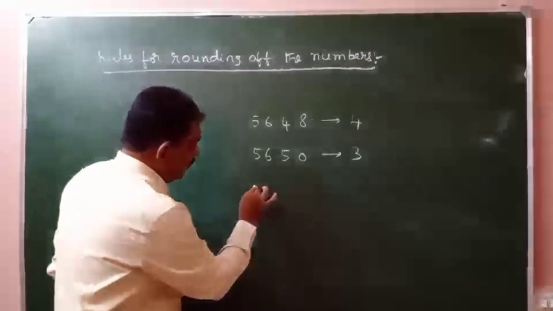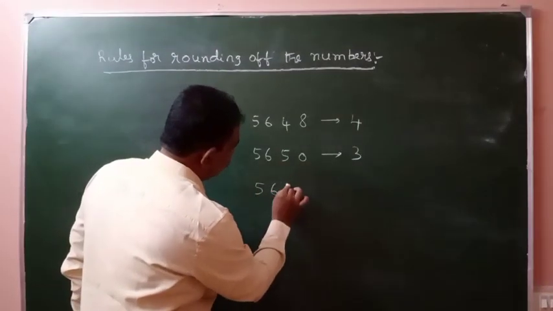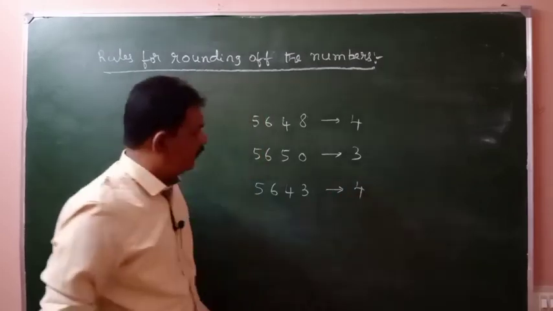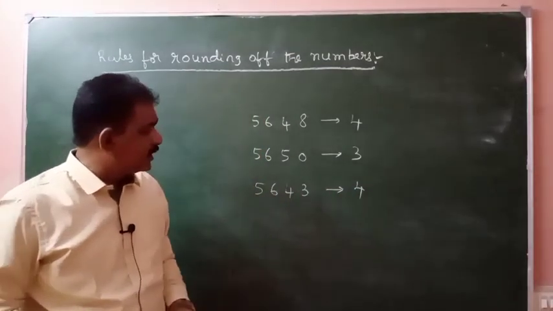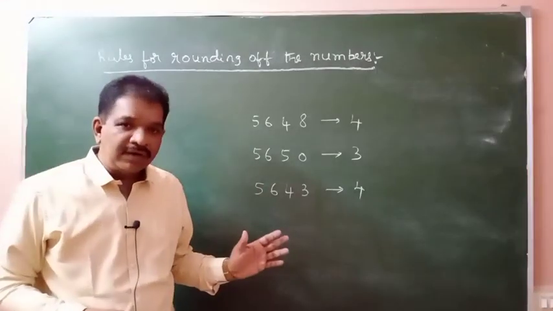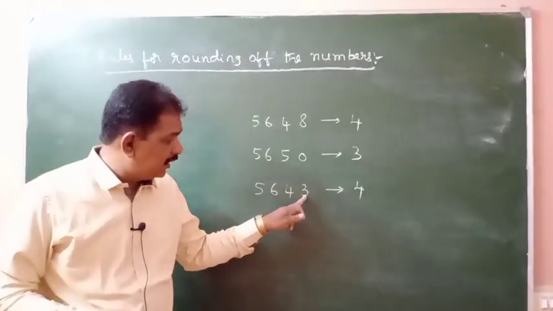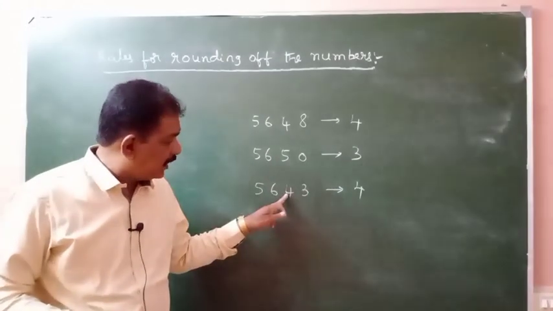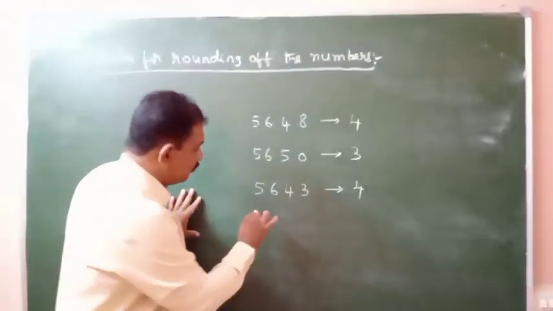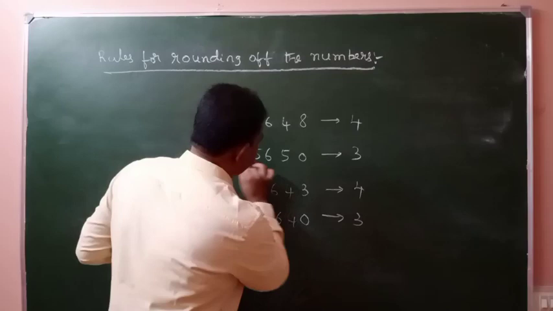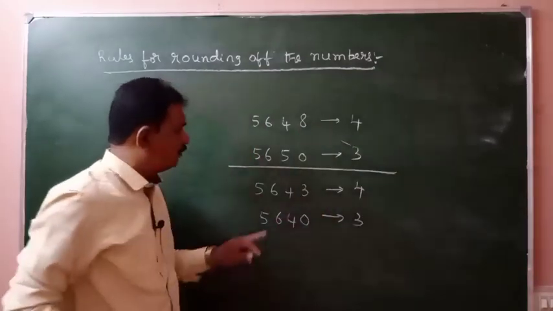If the discarding digit is less than 5, it will have 4 significant figures. Round this number to 3 significant figures. Then what we have to do? Discarding digit is less than 5. There is no change in the preceding digit. So this value will be 5640. This is different, this is different.